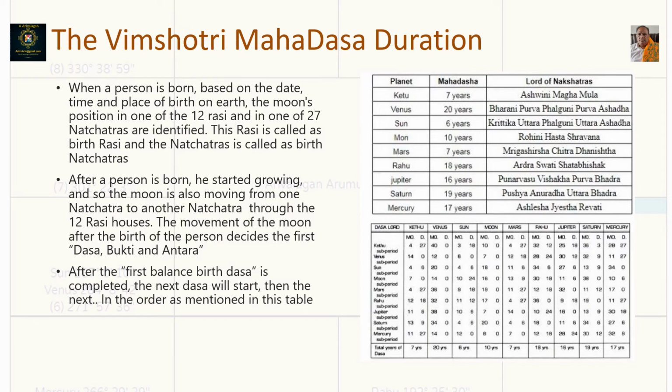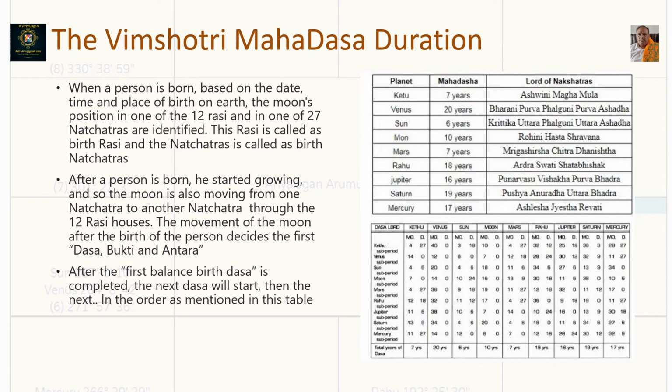Suppose in my case I was born into Rogini at a particular angle, and I have a balance left of 5 years and 25 days. So I will spend my first 5 years and 25 days in Moon Dasa only, immediately after birth. Next, after I complete that, my Dasa will be Mars Dasa, which goes for 7 years.